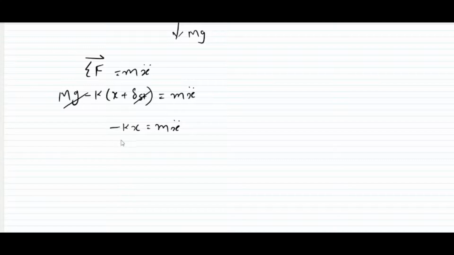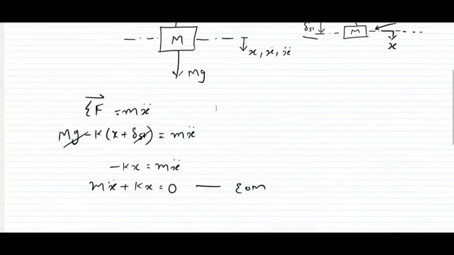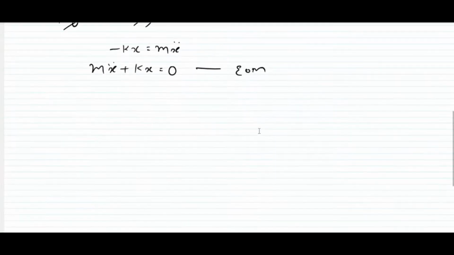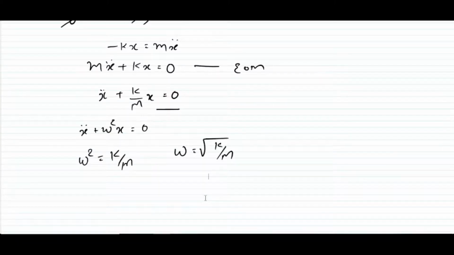And if we rearrange this term, it is m x double dot plus kx is equal to 0. So this is the equation of motion for a single degree of freedom undamped free vibration. And rearranging this term, x double dot plus k by m x equal to 0, and this equation is exactly similar to the simple harmonic motion equation x double dot plus omega square x equal to 0, where omega square is equal to k by m, and omega is equal to the square root of k by m.